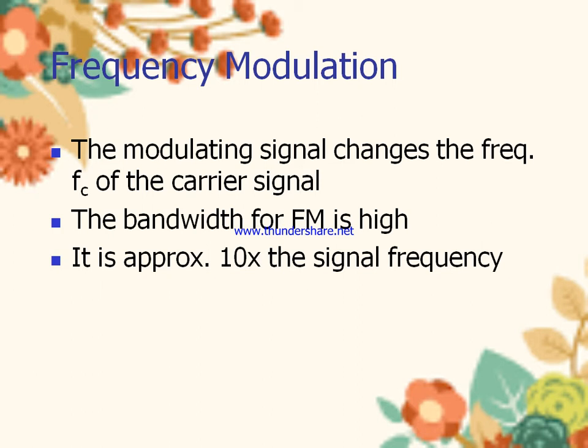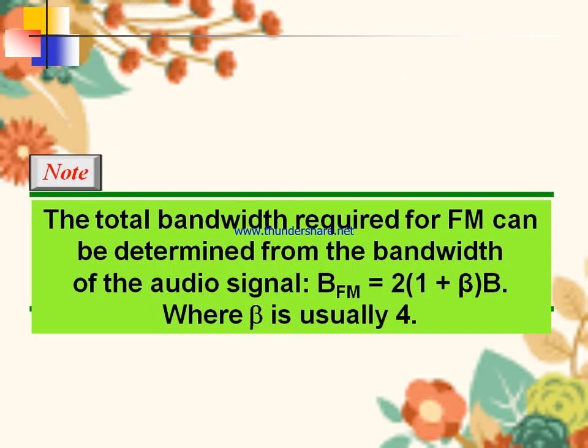The bandwidth for frequency modulation is high. It is approximately 10 times the signal frequency. We have already seen kilohertz in the previous one. Here that is megahertz. So the total bandwidth required for frequency modulation can be determined as bandwidth of frequency modulation equal to 2 into (1 plus beta) into B, where beta we commonly consider as 4, 4 times greater than the original bandwidth. In amplitude modulation we consider partitions of kilohertz, but here 10 times greater means 100 kilohertz, so automatically the frequency range can go to megahertz.